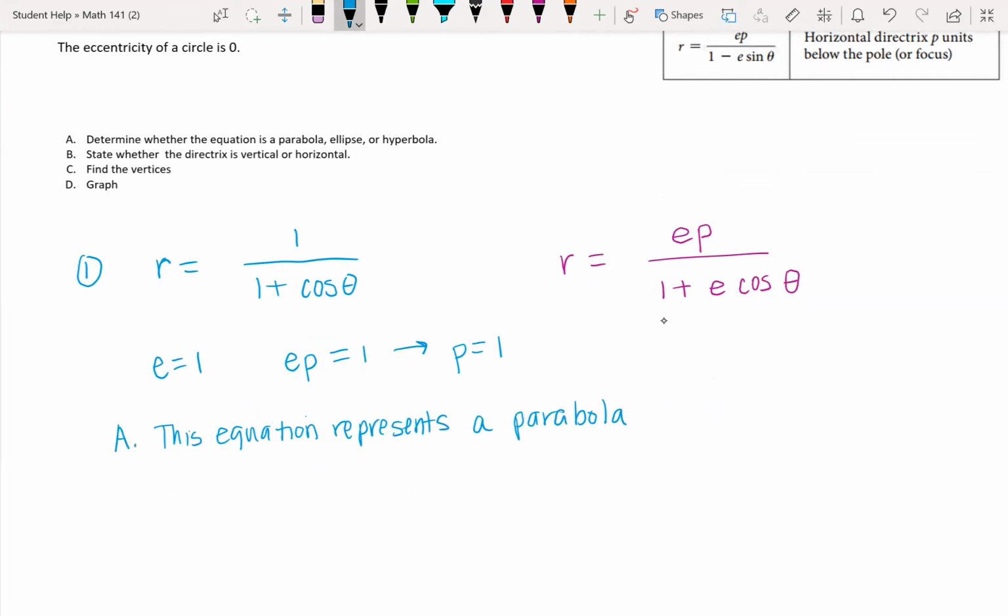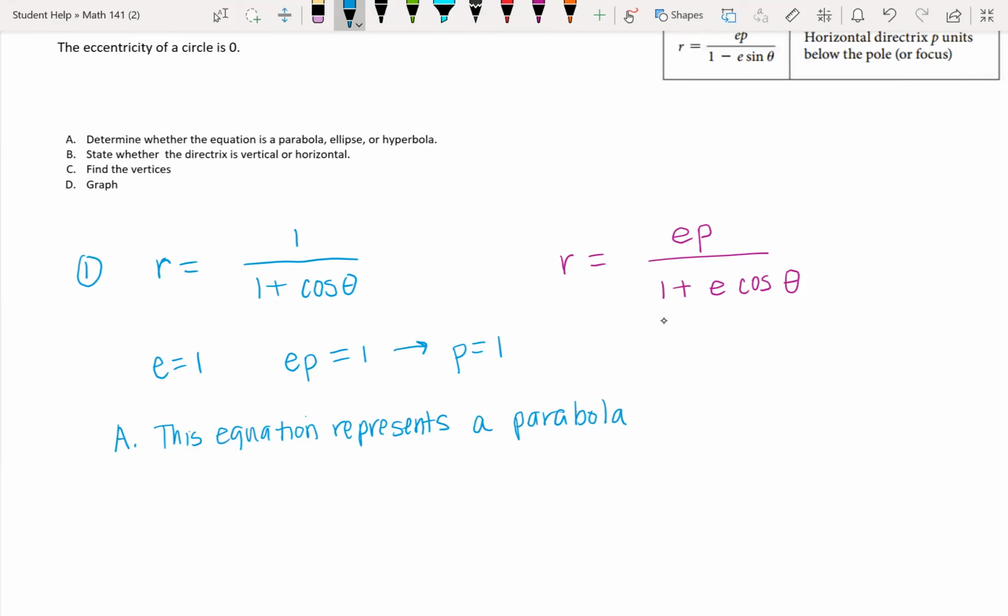And then because it's a parabola, it's either going to be opening up, down, left, or right. And the way that we determine is based on the trig function that's given. Because cosine is related to our x values, that's going to always go left, right in the direction of x, where anything that has a sine in it is going to go up, down in the direction of y. So this is going to be a parabola that either opens to the left or opens to the right based on the fact that there's cosine in the equation.